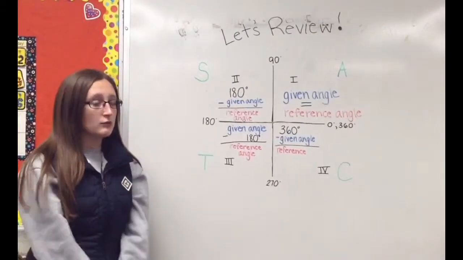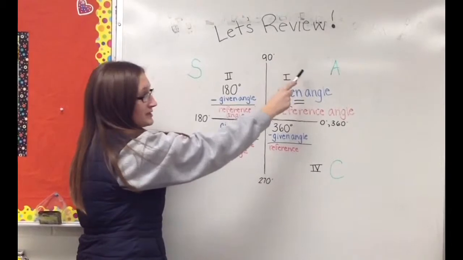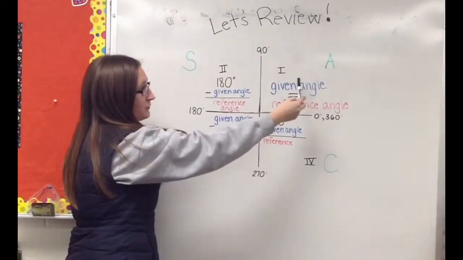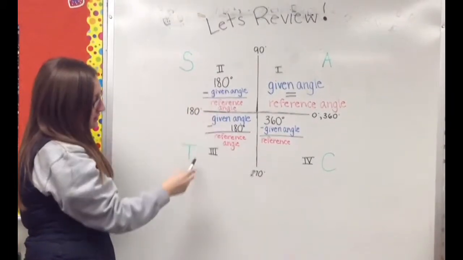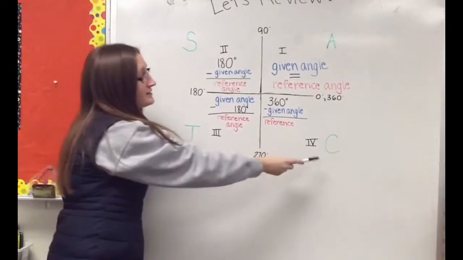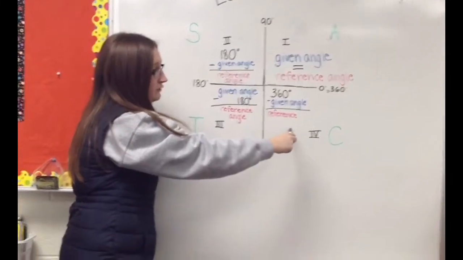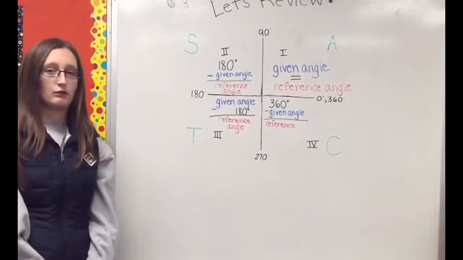And then we also want to remember our trig functions. A, because everything is positive in the first quadrant. S, because only sine is positive in the second quadrant. T, because only tangent is positive in the third quadrant. And C, because only cosine is positive in the fourth quadrant. So those are all the things you really need to remember when you're solving for a reference angle.